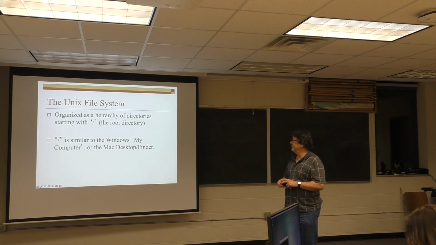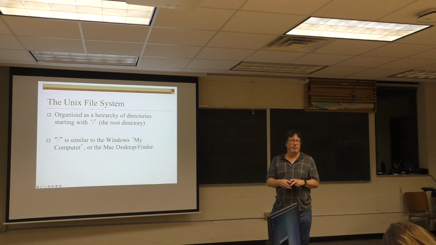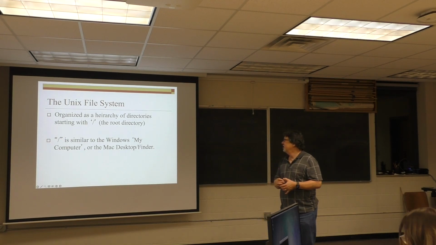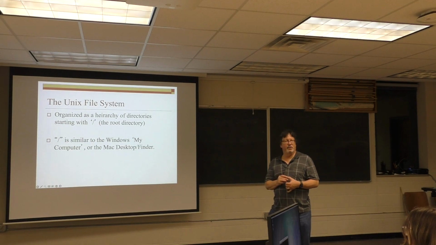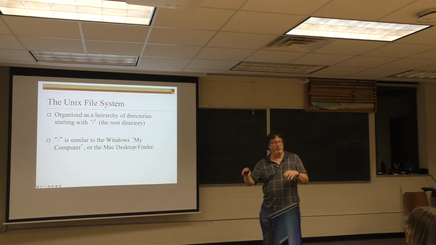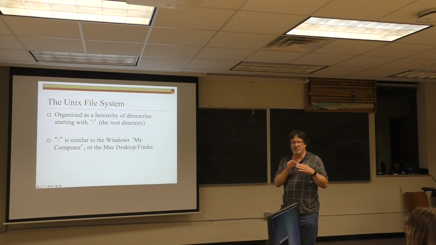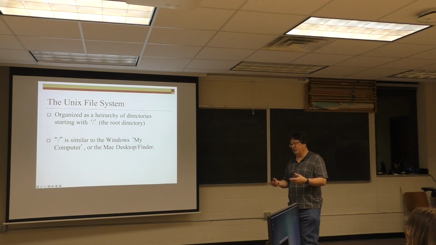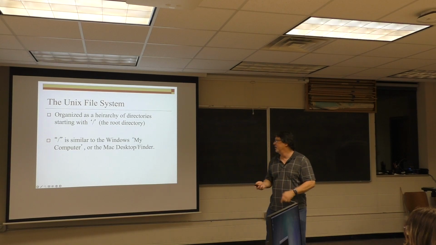The Unix file system is organized as a hierarchy or a tree of directories, starting with the root directory, which is referred to with the leading /. So the slash is sort of like the Windows My Computer, or on a Mac, kind of like the Finder, where you go in there and everything else is underneath that. The root directory is the very beginning, and everything else is underneath that, or like in a tree, the root would be like the trunk, and then there's branches and leaves and stuff like that.